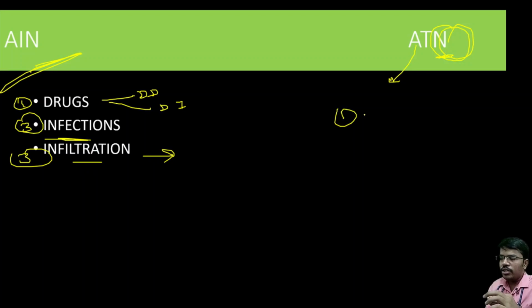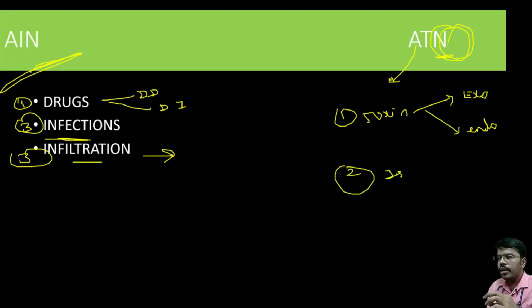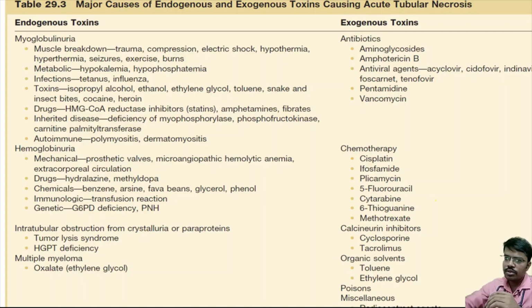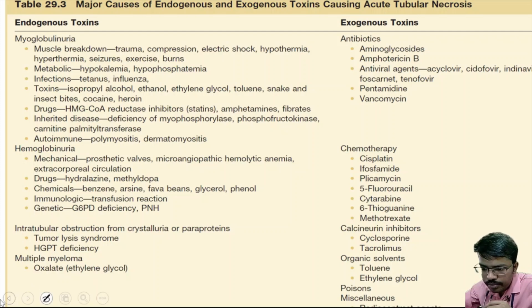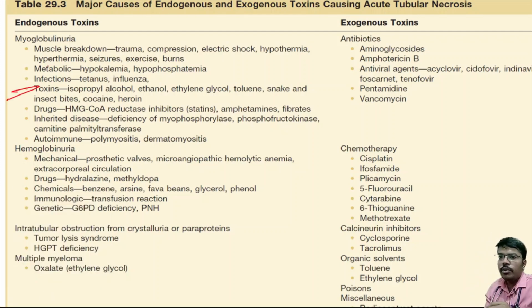The major etiology is toxin. Toxin can be exogenous, from outside, or endogenous. Third one is ischemia. The reduced blood supply can cause tubular necrosis. So this slide I kept only to show you the important etiology of acute tubular necrosis.